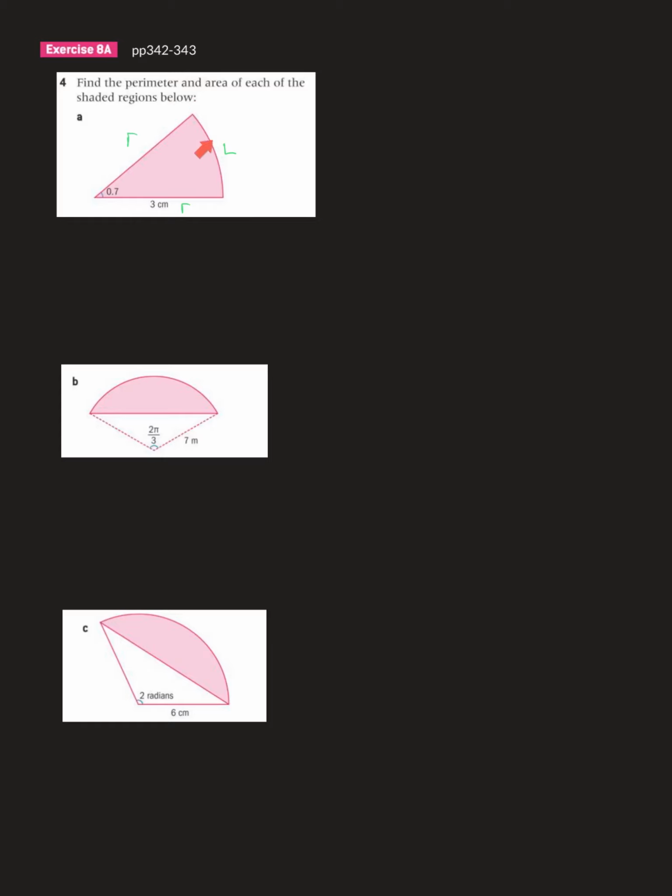Okay, so I've just labelled this up. That's going to be L, our arc length, which is r theta, and that's the radius. So it's going to be 2r plus L is the perimeter.